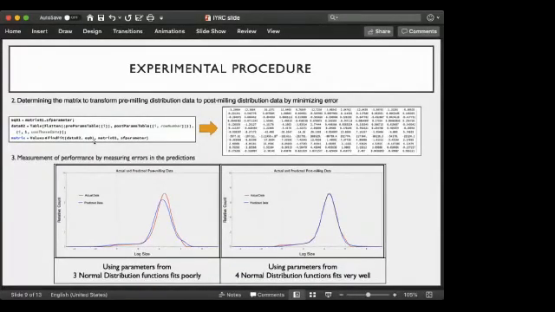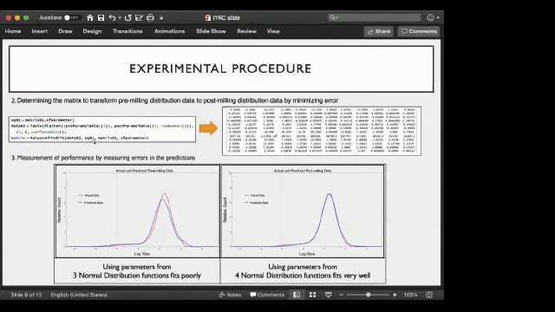Parameters from the normal distribution functions were used. Since there were 4 normal distribution functions, there were 12 parameters in total. Using these parameters, I was able to find the transformation matrix of size 12 by 12. After finding the transformation matrix, I was able to actually use it and test it for every data set.